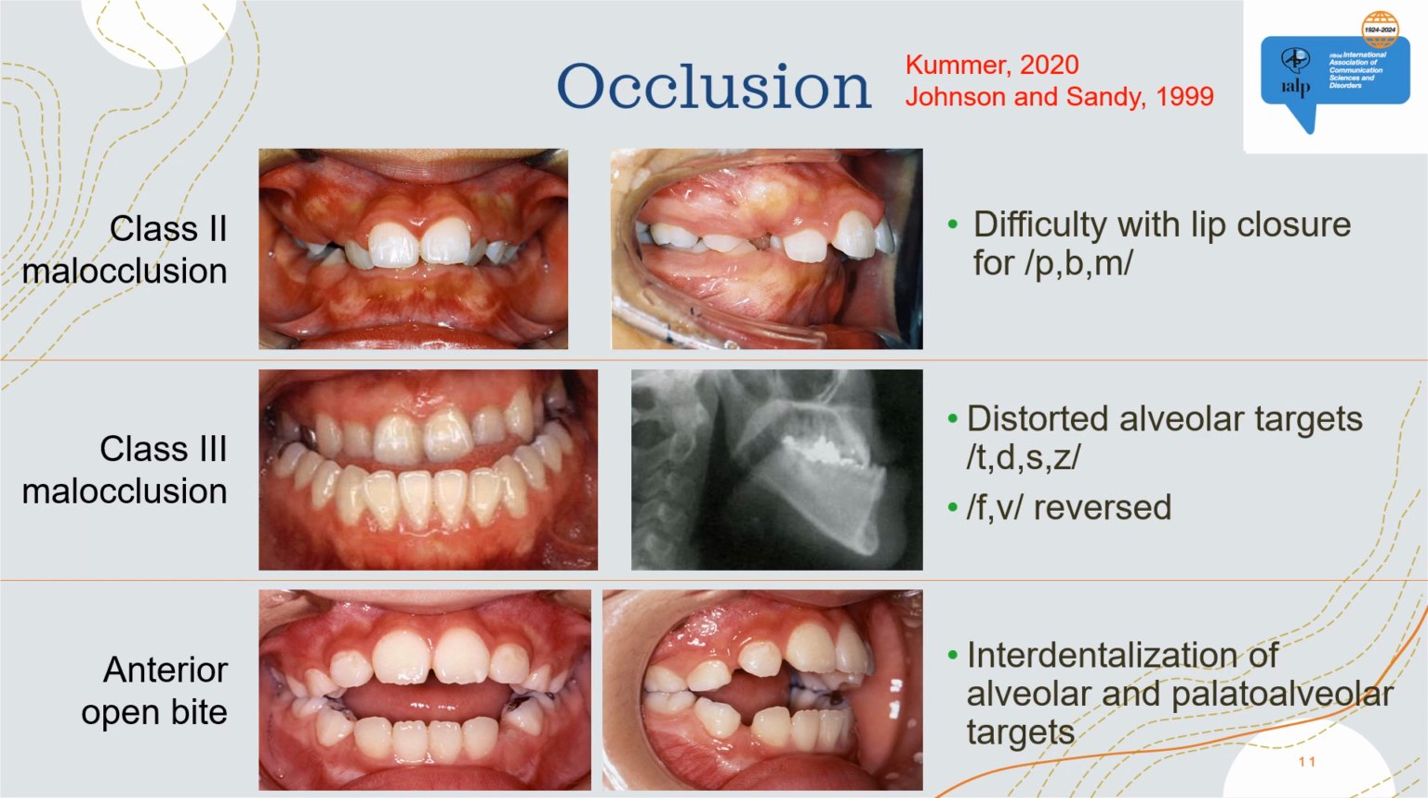And in the patients with anterior open bite, interdentalization is a common error. Again, I want to point out here that having malocclusions, like the dental anomalies, does not necessarily cause articulation problems, so it is important to determine whether the articulation problem is due to the structure or whether it can be improved by speech therapy.